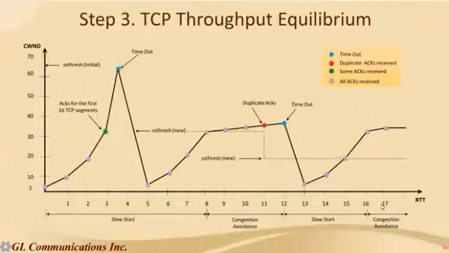See, initially the threshold was 64 over in the upper left-hand corner there. It was set at 64. Once you had the timeout, the threshold is now set to 32 in the middle there. And now the threshold is set at half, but we're starting over with the slow start. And so in this graph, you can see the slow start.